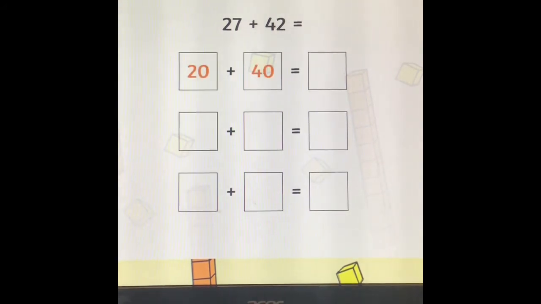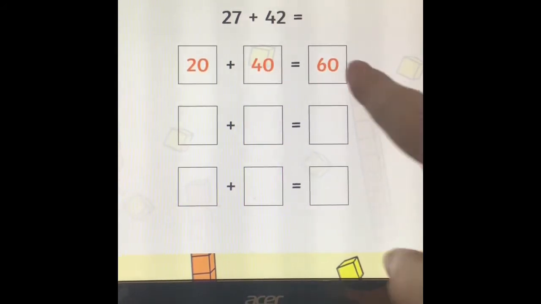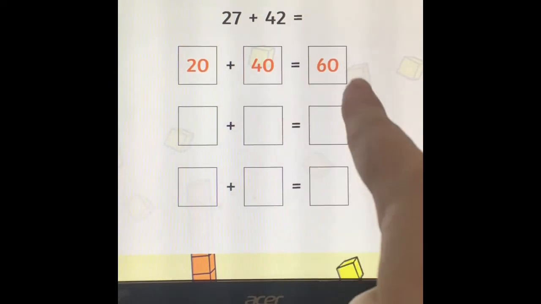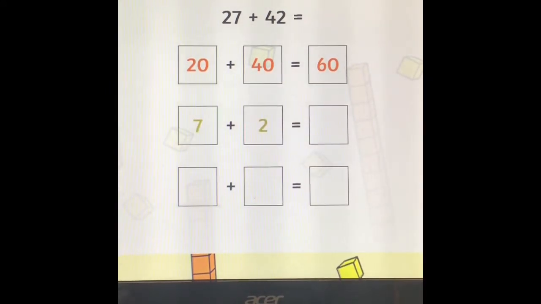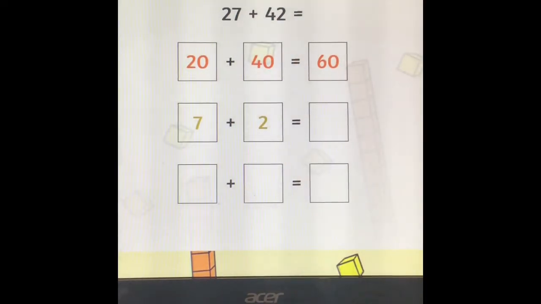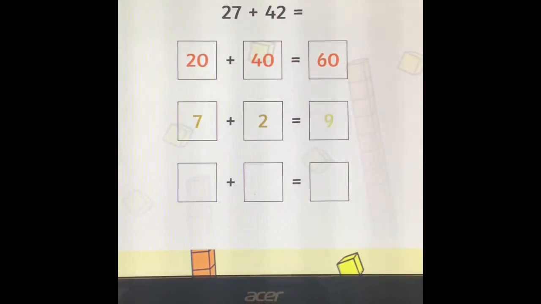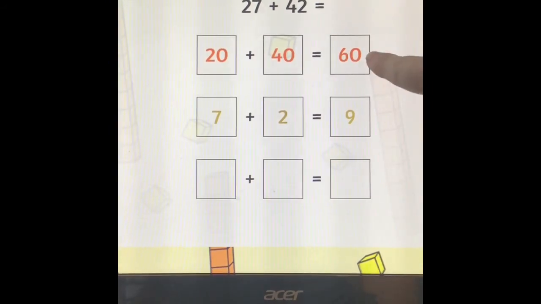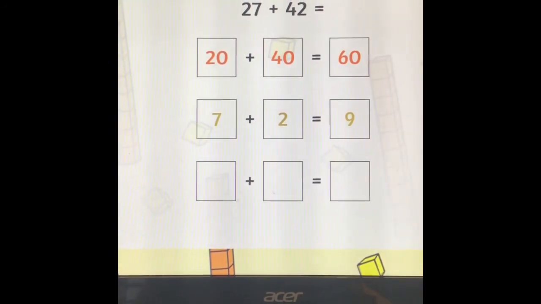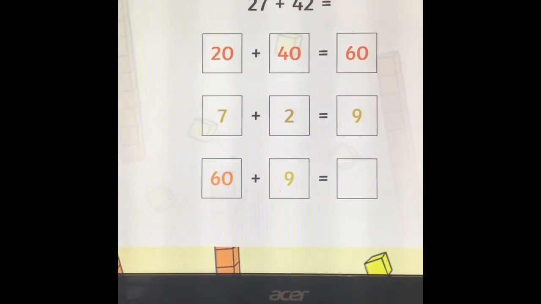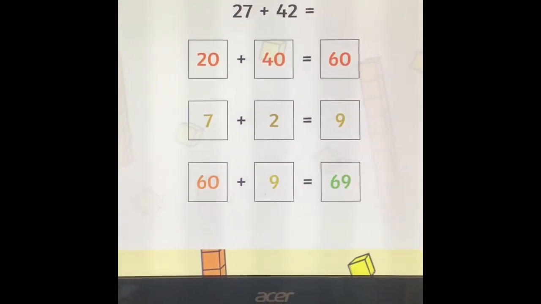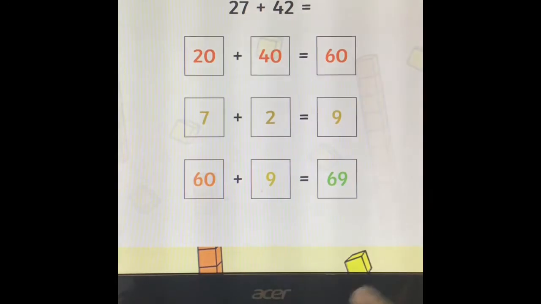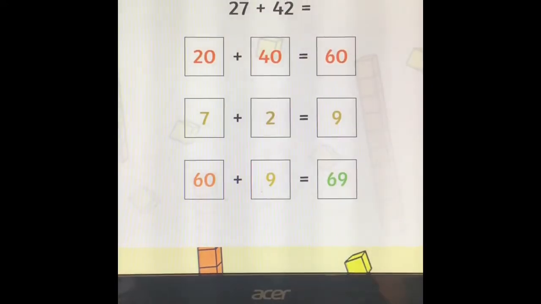So they've done the tens first, which we showed in the diagram before, which was the 20 and the 40, which made the 60. Then they added the ones, which was the 7 and the 2 to make, do you remember what it made? Well done, it made 9. And then the last sum they do is adding these two answers, adding the tens and the ones together, which was the 60 add the 9, which made 69. So that's a different way to lay it out instead of drawing your tens and ones.